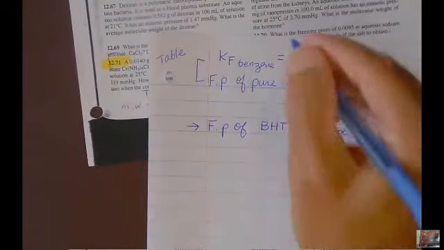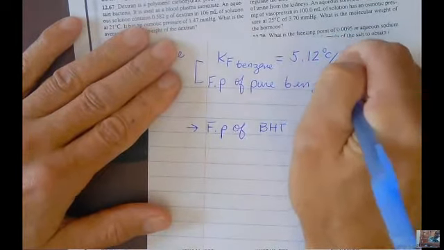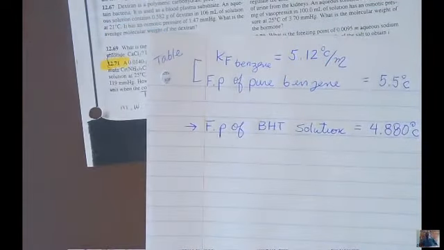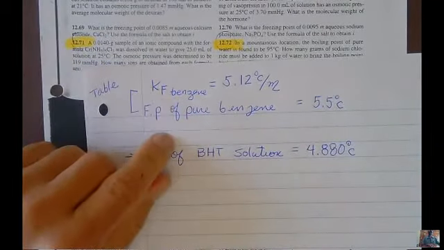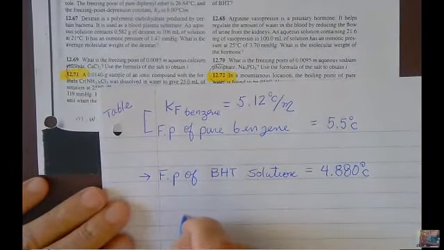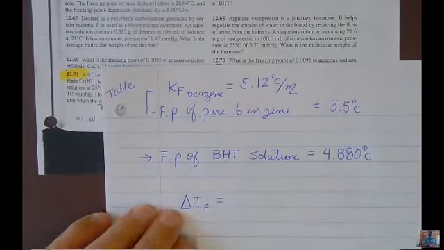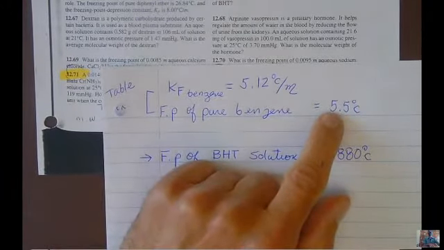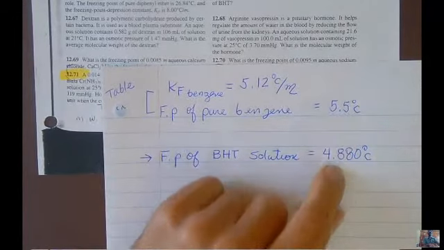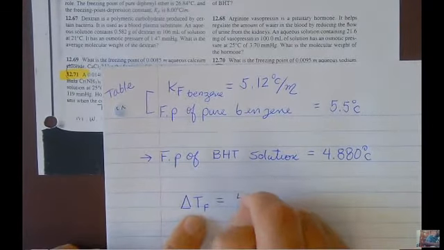So 5.12 degrees C for each molal. Given this from the table and this from the question, what's the first thing that we can calculate? Well, we can calculate how much the freezing point has been depressed. The freezing point is supposed to be 5.5, but it's only 4.88. So it's been depressed by that difference.